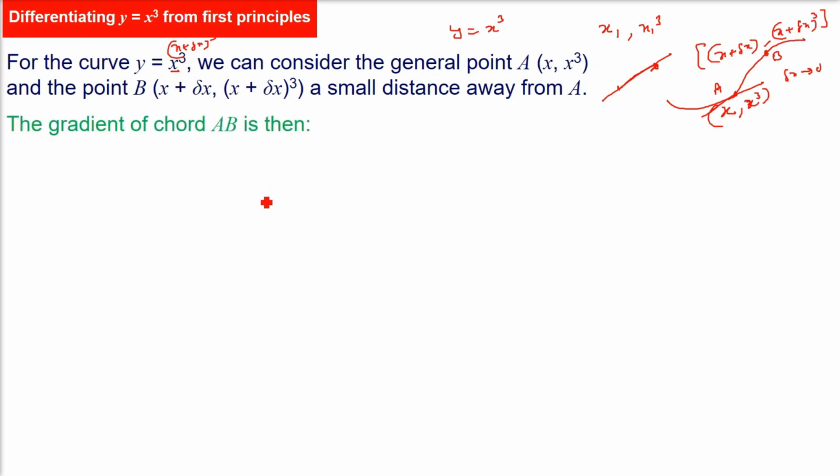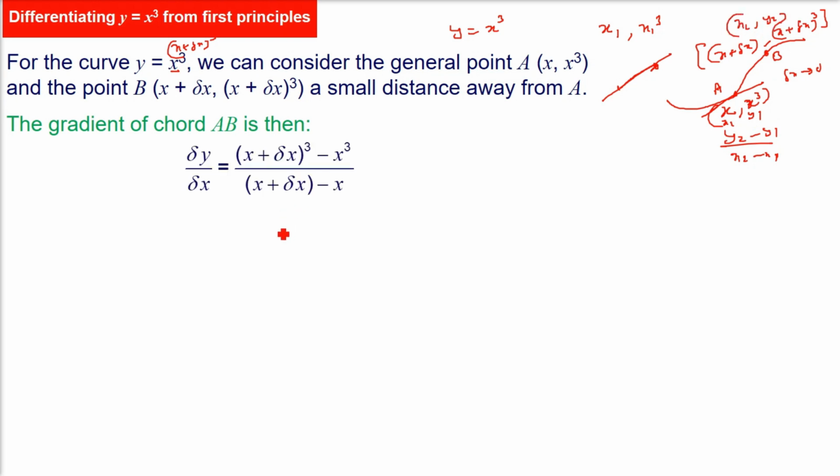So the gradient of the chord, please remember the chord, that is the line touching 2 points of the curve. So y2 minus y1 by x2 minus x1, this is the gradient, this is the tan theta, this is the slope. Okay? Now what we'll do is y2 we know, these are the values. So x plus delta x whole cube minus x cube, y2 minus y1 by x2 minus x1, that we will do. Okay, simple. So this x gets cancelled, and finally we have a plus b whole cube formula.